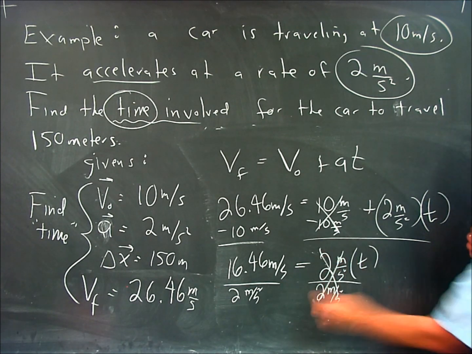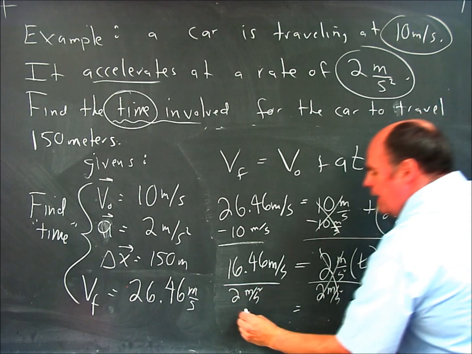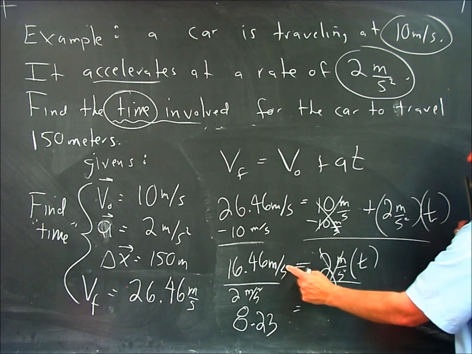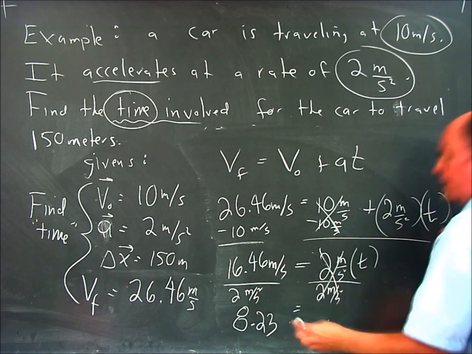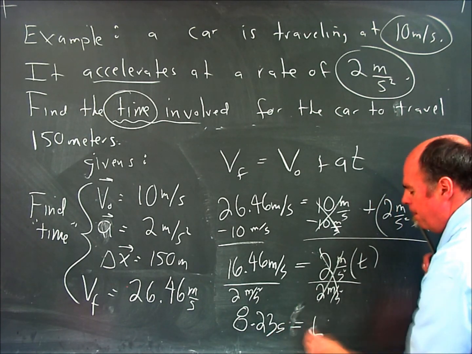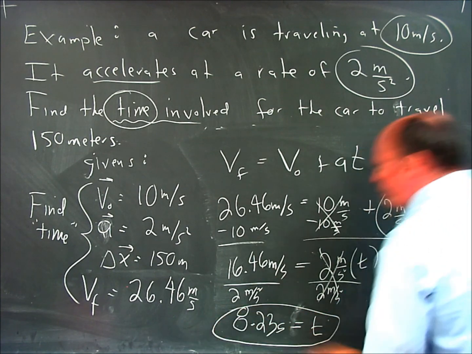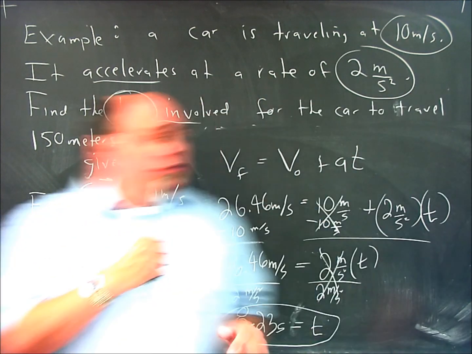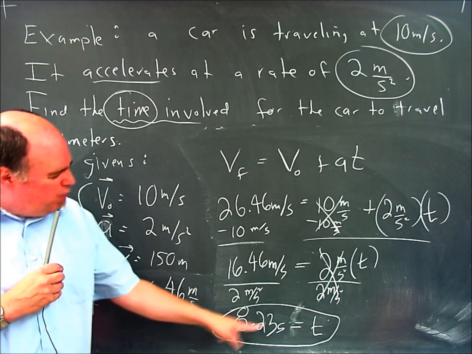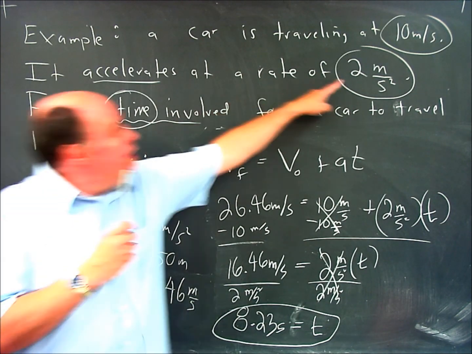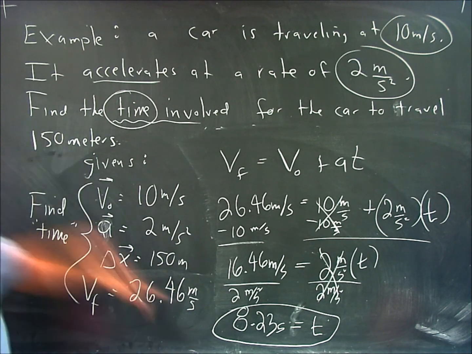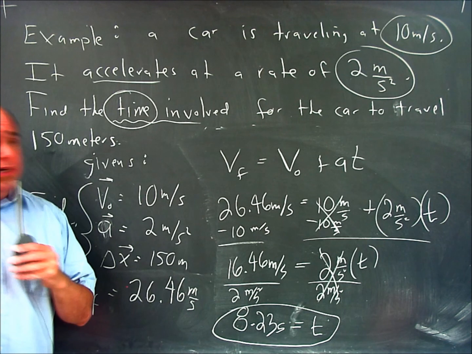So 2 meters per second squared is gone from this side, and over here it's going to be 8.23. If you take meters over second and divide it by meters over second squared, the only thing that remains is the second, and that's what time is. So that's my final answer. The car is accelerating for 8.23 seconds. The car is accelerated at that rate and has traveled this distance for 8.23 seconds. So that's how to do that particular problem.